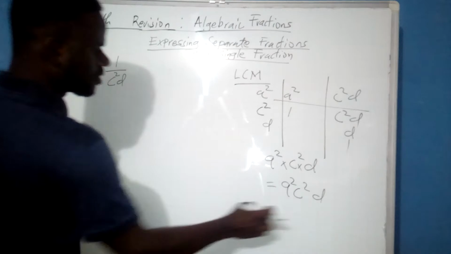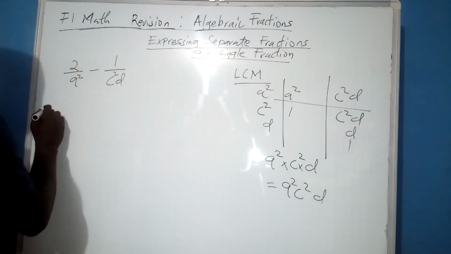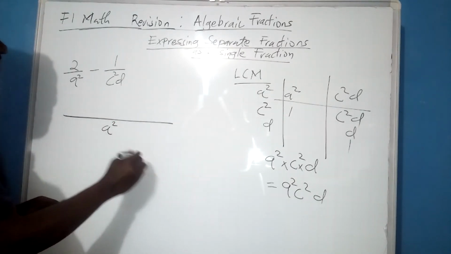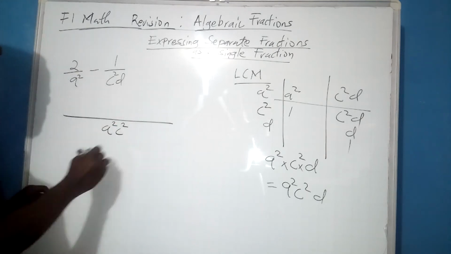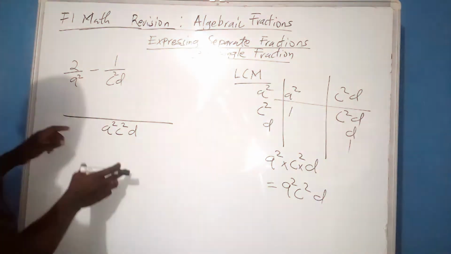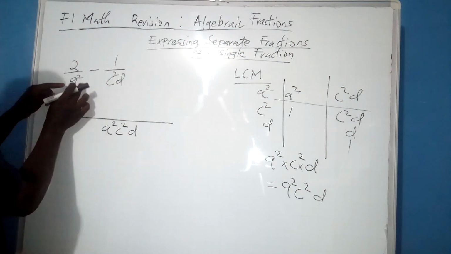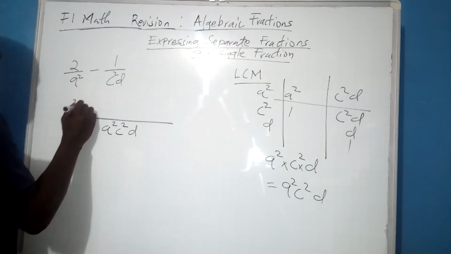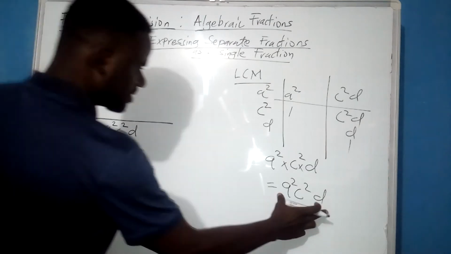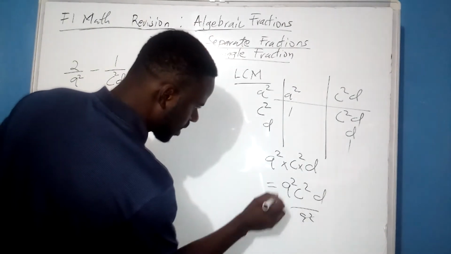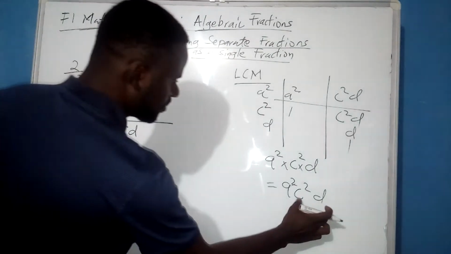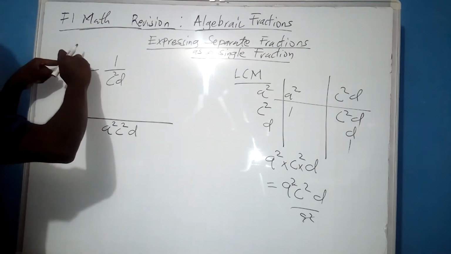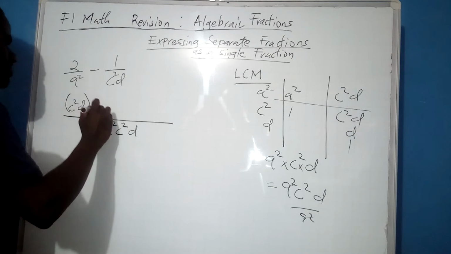So we'll write this as a common denominator for all of this. The first step is already done, and that is to get the LCM. And the LCM is a squared times c squared times d. So when you divide this LCM by a squared, we'll simply remain with what now? With c squared times d. When you divide this LCM by a squared, it means this a squared will cancel with that a squared, and therefore you will be left with c squared times d. And that is why I've written it here. Remember, you're supposed to multiply this with the numerator, and that numerator is 2.